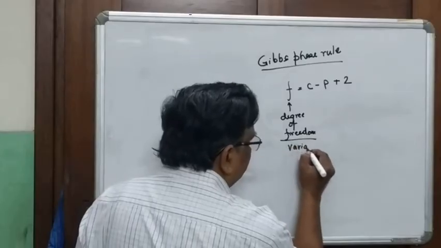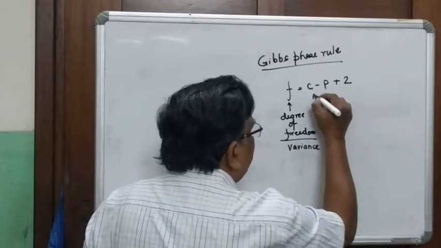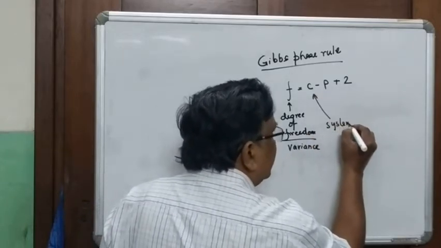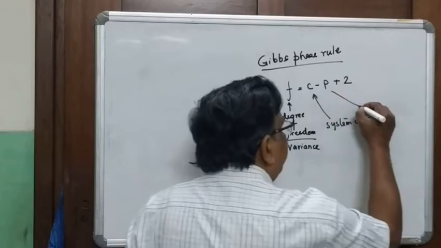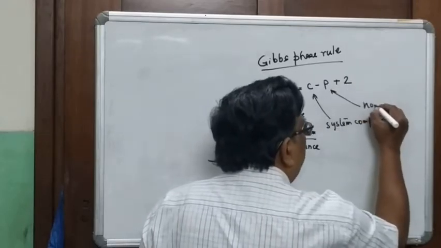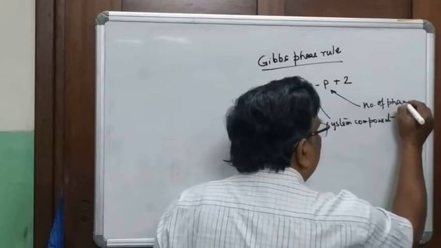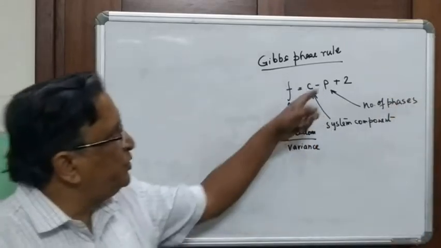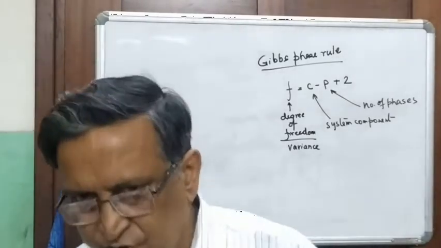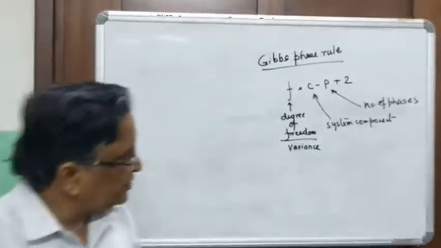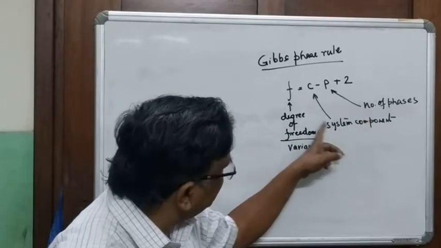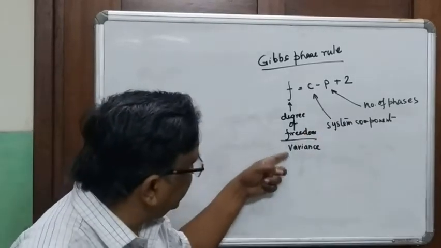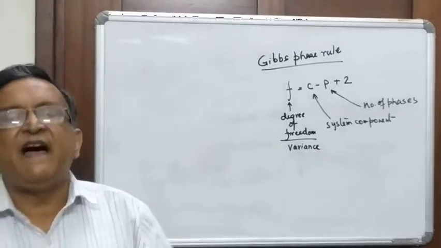Degree of freedom, also called variance. Then you have C, which is the system component. And then you have P, which is the number of phases. And 2 stands for the variables pressure and temperature. So you have the number of phases, the system components, which is the minimum number of components, and the degree of freedom, which is also called the variance.